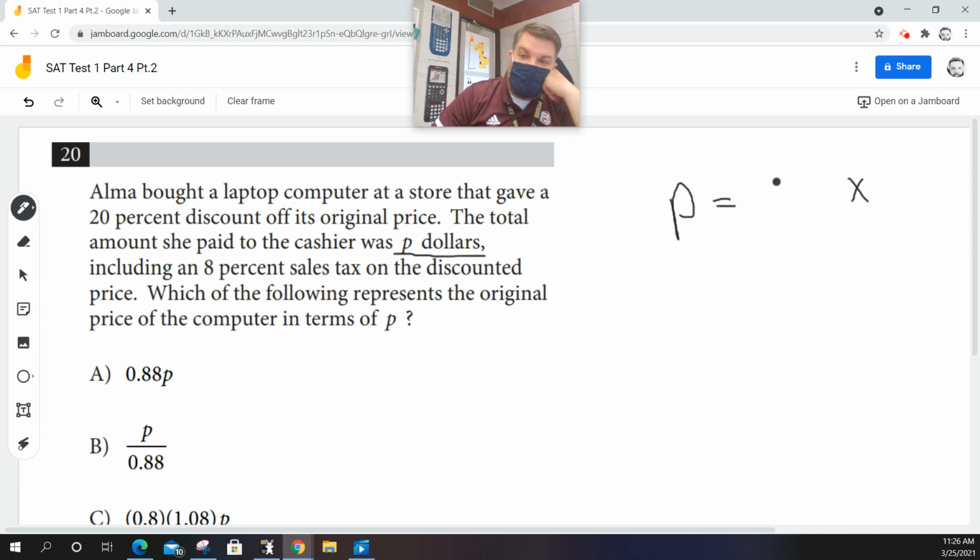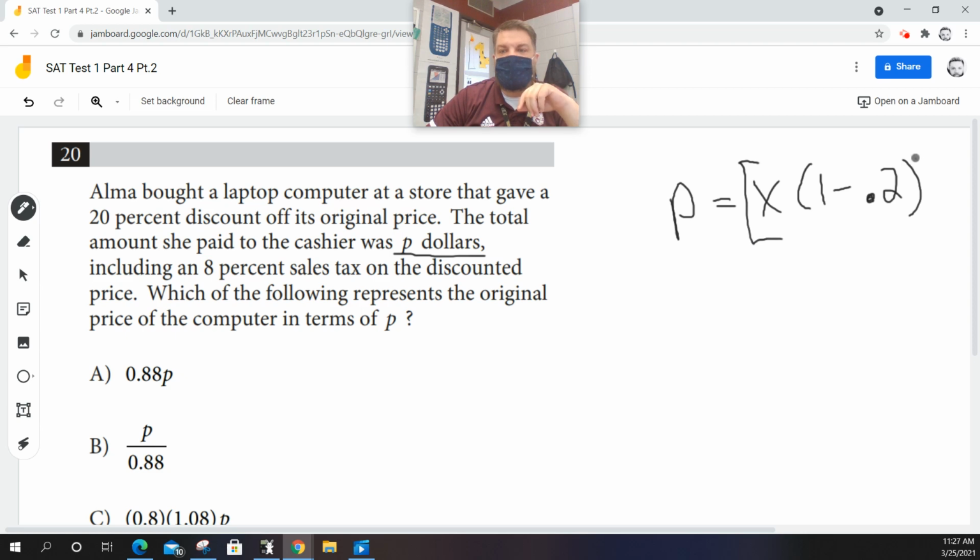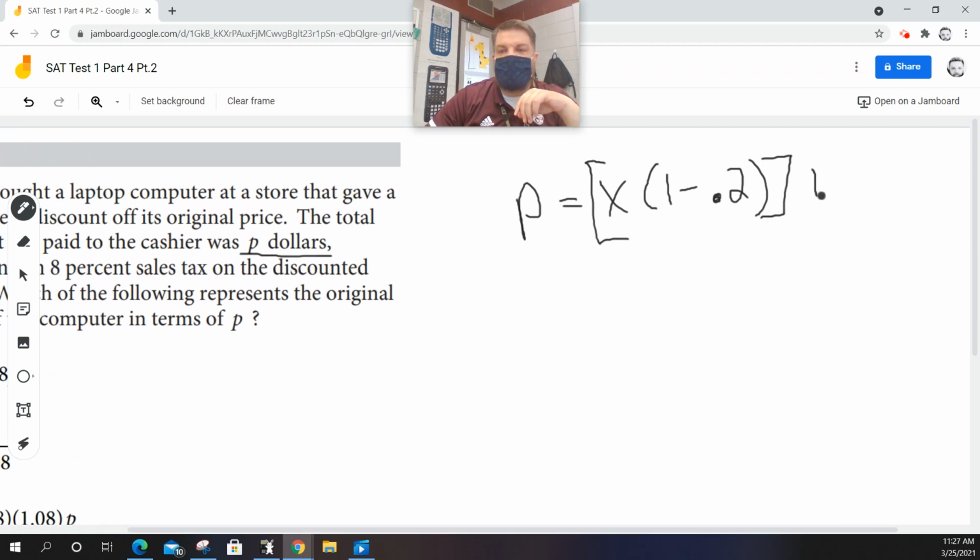So a 20% discount would basically be, let me back up and do it like this. It would be 1 minus 0.2. Right? One representing 100% of the cost, the total cost, right? And then that included an 8% sales tax. So whatever this was, that included an 8% sales tax, which meant that this was multiplied by 1.08.